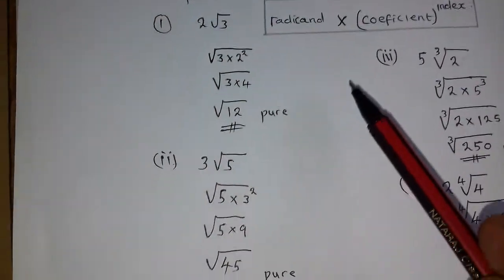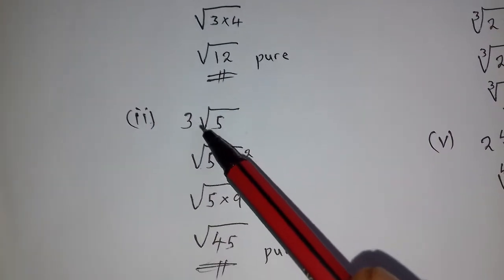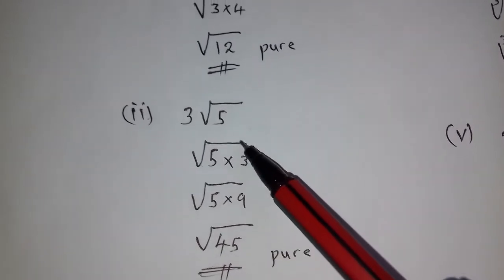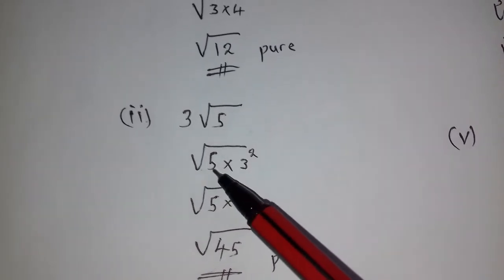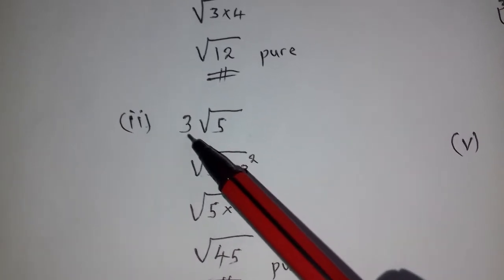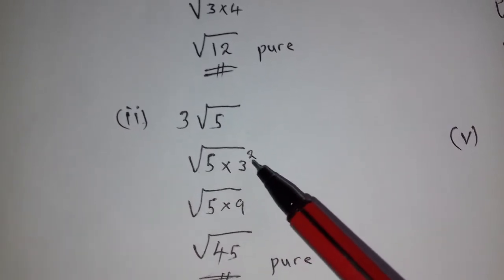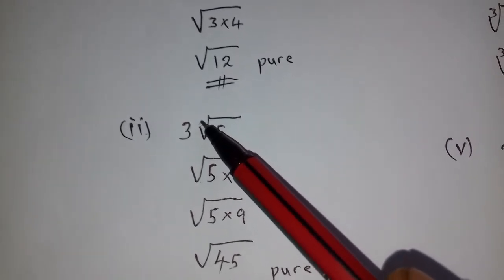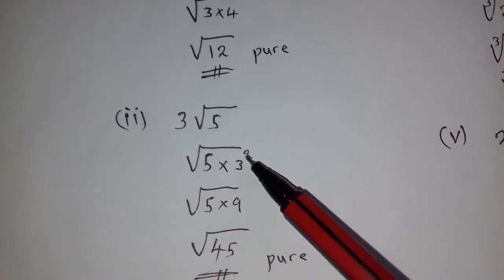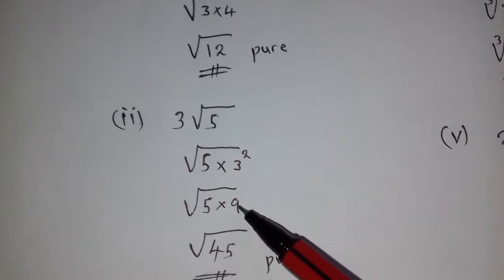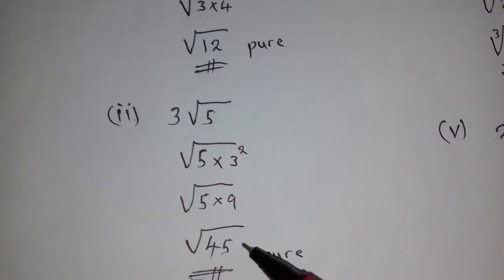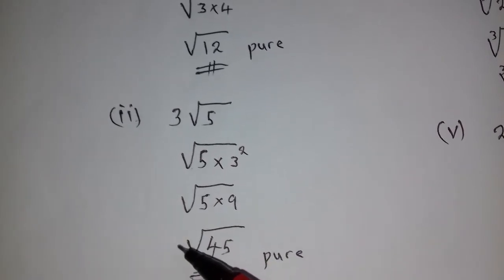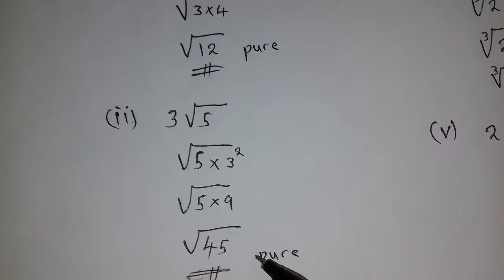Let's look at another one. We have 3 and the square root of 5. Remember, you write the radical sign. This 5 remains the way it is, times the coefficient, which is 3, and raised to the power. What is our index? Our index here is an invisible 2, so you raise it to the power 2. 3 to the power 2 is giving us 9. 9 times 5, we get 45. So the square root of 45, we know the coefficient is 1. Therefore, it is a pure SAD.